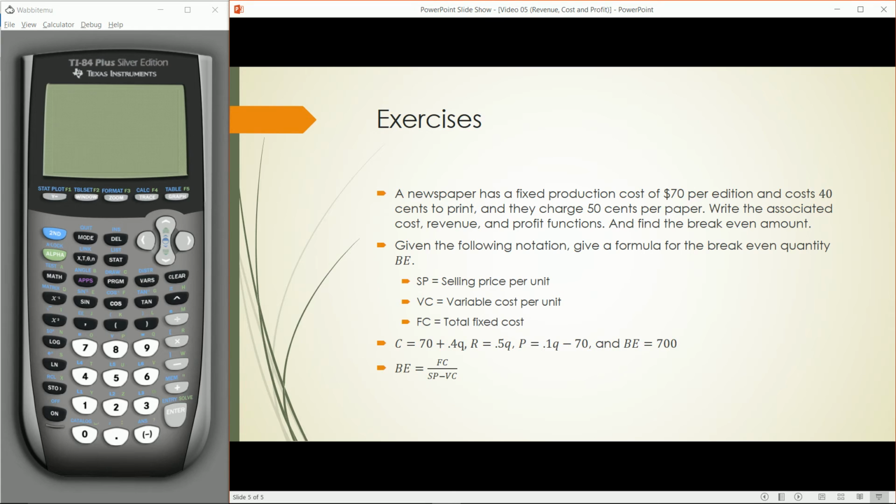Now, did you get that the break-even is equal to your total fixed cost divided by your selling price minus your cost? If not, look over your calculations, see how you did again, and if that still doesn't work, feel free to ask me when you get a chance.